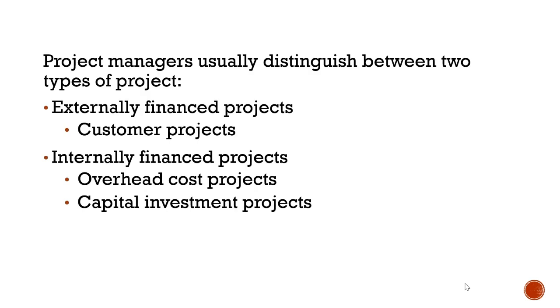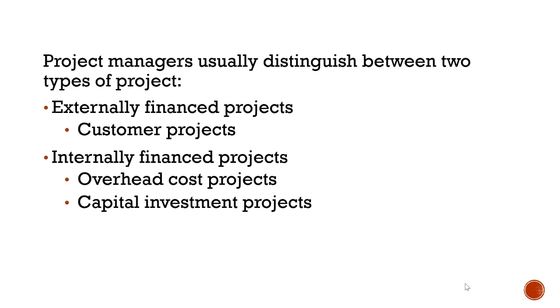How do project managers usually distinguish projects? At a very high level, we can say there are two types of projects: externally financed projects and internally financed projects. Externally financed projects means you'll be having customer projects, and customer projects can again be segregated based upon their objectives, aspects, and so on. But at a higher level, we can say customer projects are externally financed projects.